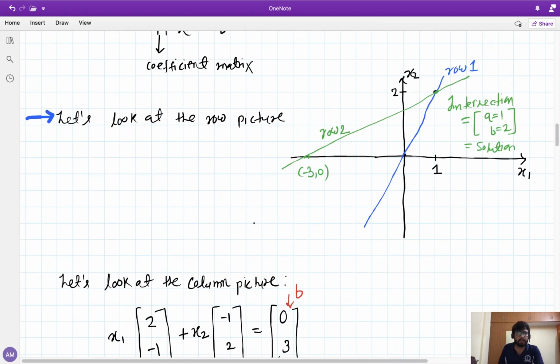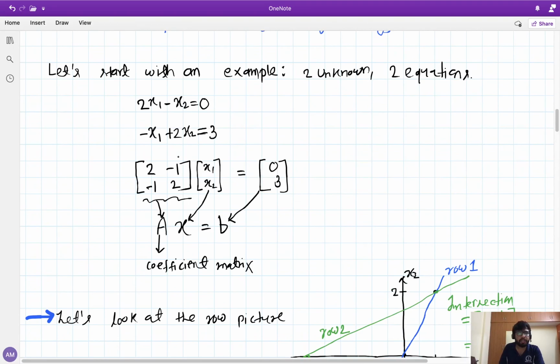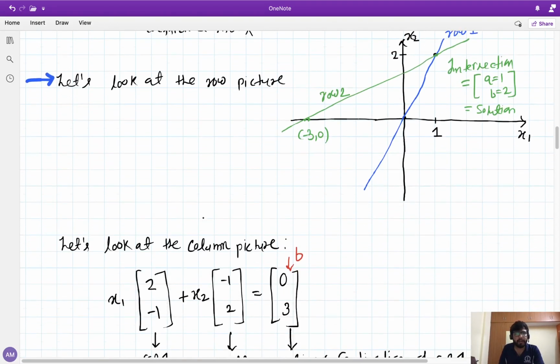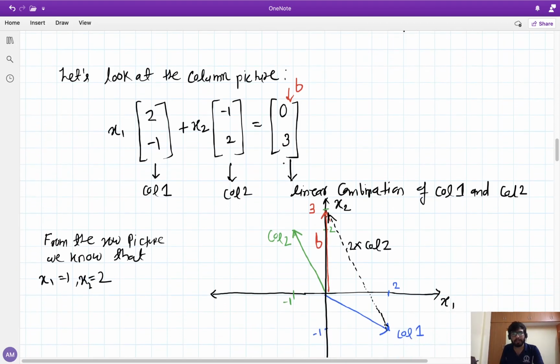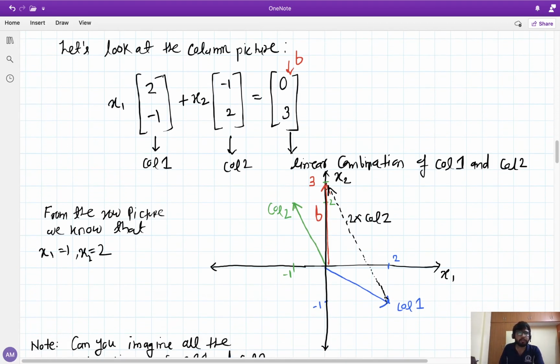Again, you can see these equations can be represented in this form also, where there is some column, you take x1 of that column, there is another column, you take x2 of that column, you combine them, and you will get the result, which is b. Again, these columns you can consider as vectors and draw here. So this blue one is column 1, and column 2 is shown by the green one.